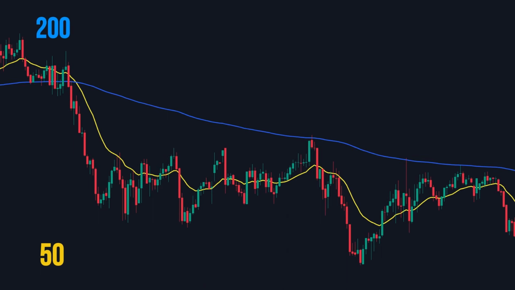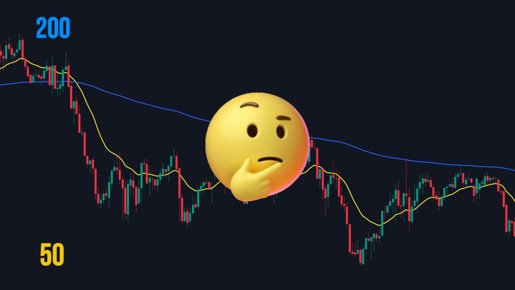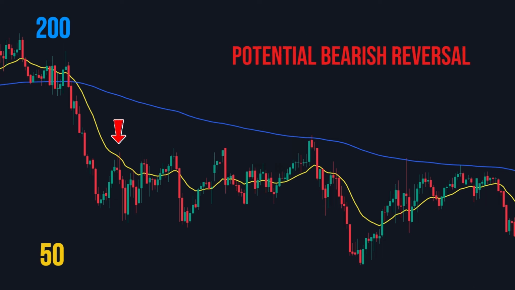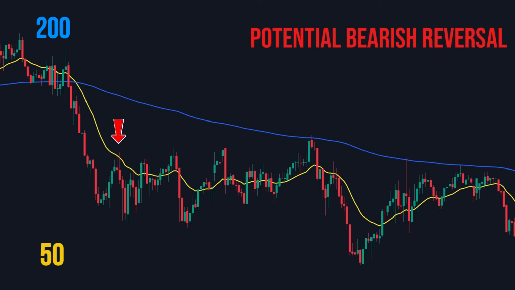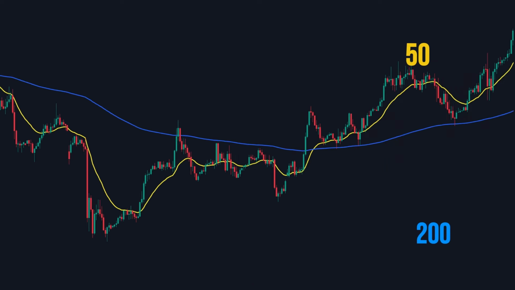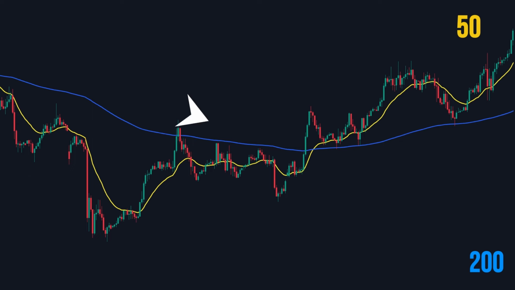So when that crossover happens, the 50 crosses below the 200, that's often seen as a signal that the trend has flipped from up to down. It is what traders call a bearish crossover, or a signal of a potential bearish reversal. And when the 50 MA crosses back above the 200 MA, that's a bullish crossover, meaning the trend might be shifting from down to up.